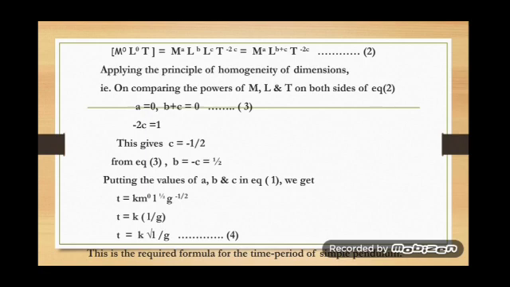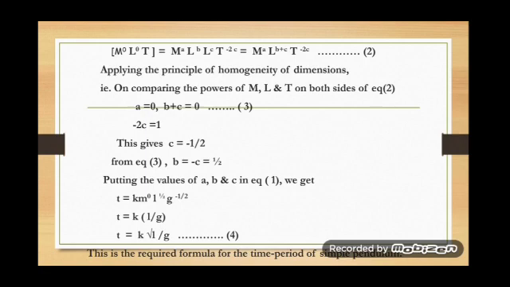Now we will substitute the value of c in the equation number 3. That is b plus c equal to 0. We get b equal to minus c, and what is minus c? 1 by 2. Therefore the value of b comes to be 1 by 2. We got the value of c and b. Now and a is equal to 0.